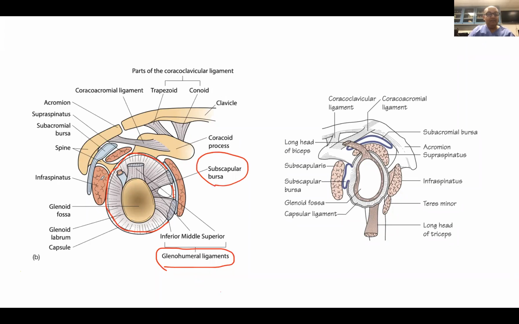In front, I have infraspinatus. So on the back, I have infraspinatus. Above, I have supraspinatus. Why? Because this is the spine. There is the spine. So the spine demarcates supraspinatus from infraspinatus. Are we good?